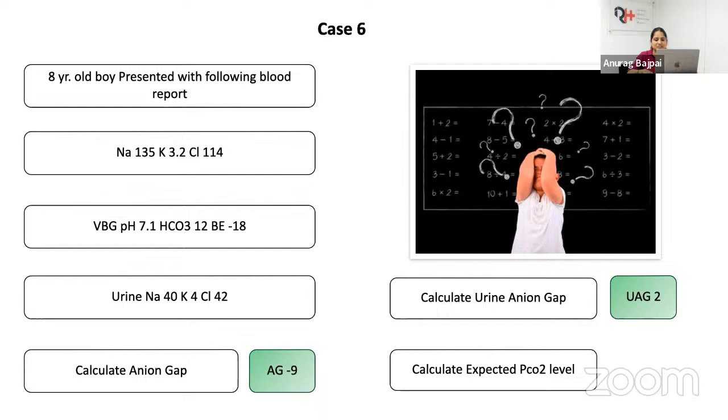And this is just a general question of pediatrics. Calculate the expected PCO2 level in this case. We know the formula, and what should be the CO2? What is the ratio of bicarbonate and CO2 in terms of compensatory response? 1.5 plus minus 2. So in this case, you expect it to be 26.